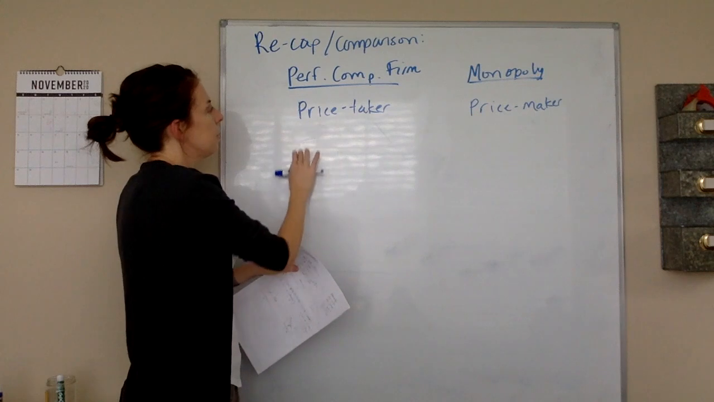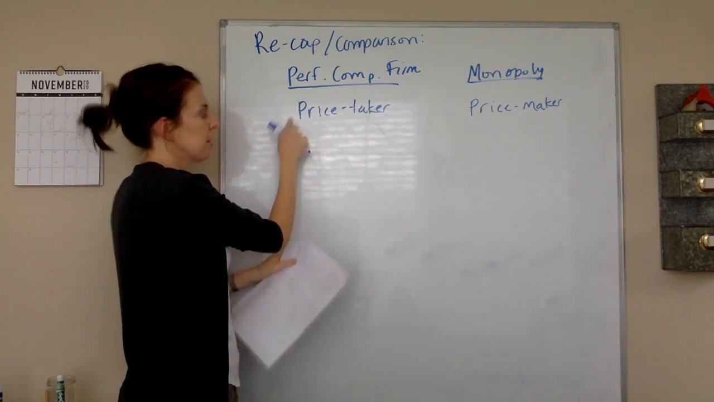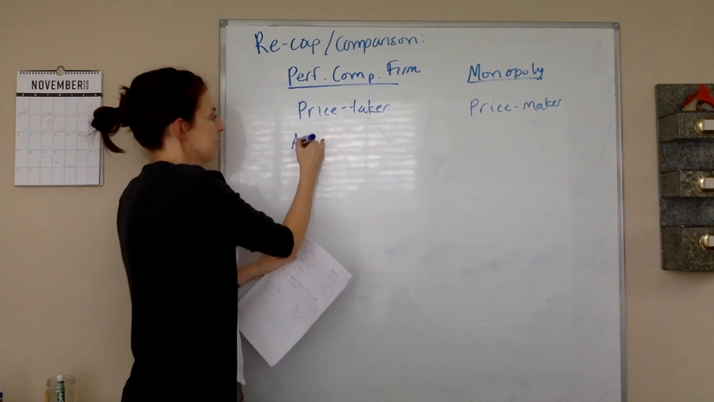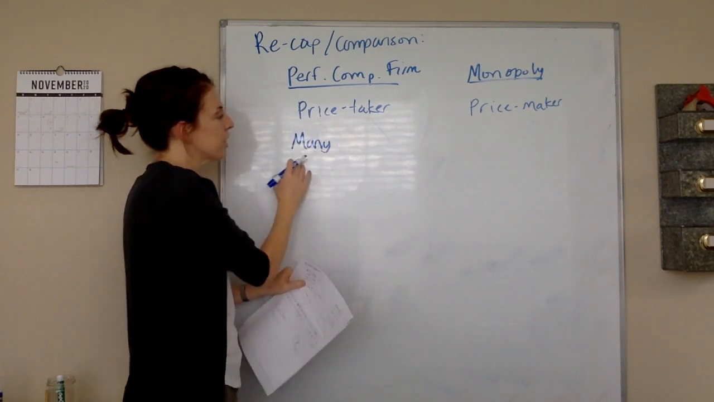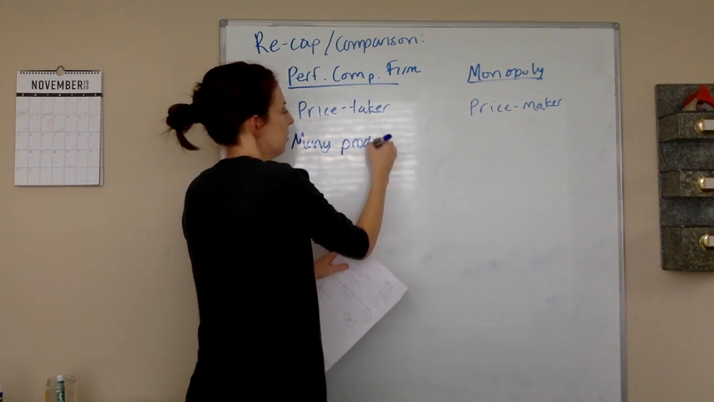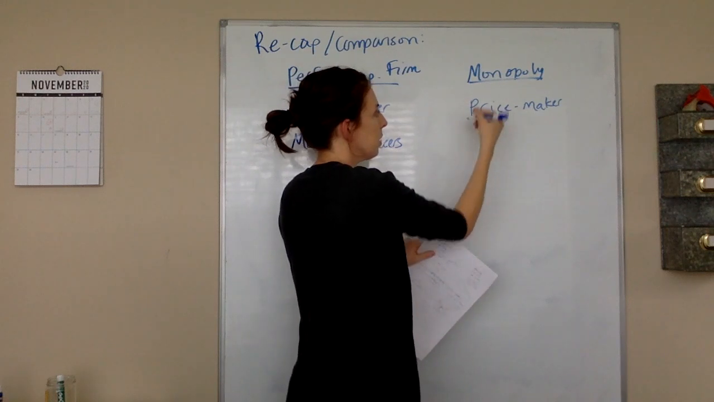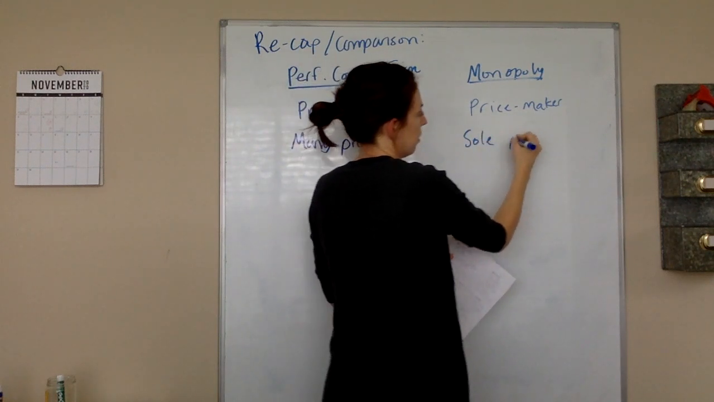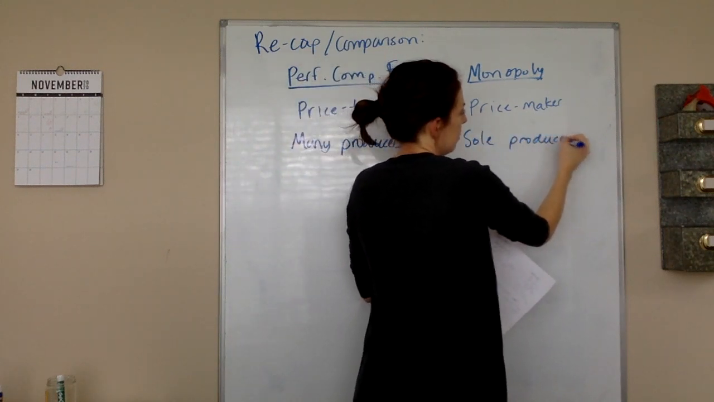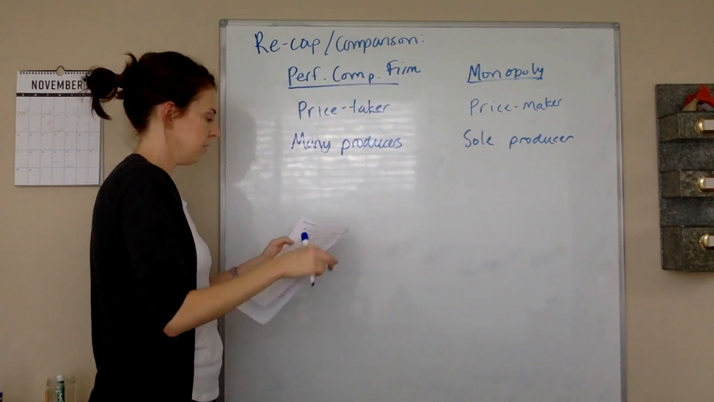Okay, the reason, again, for perfectly competitive firms being price takers is because there are many, and at the extreme, there's like an infinite number of producers. Whereas in the case of monopoly, the monopoly is the sole producer. So this causes this, this causes this.